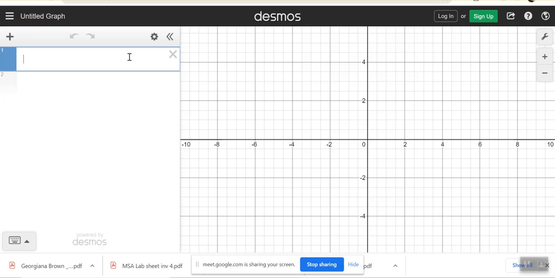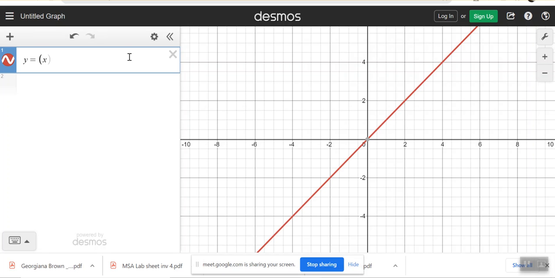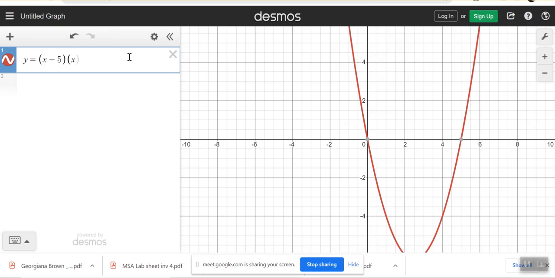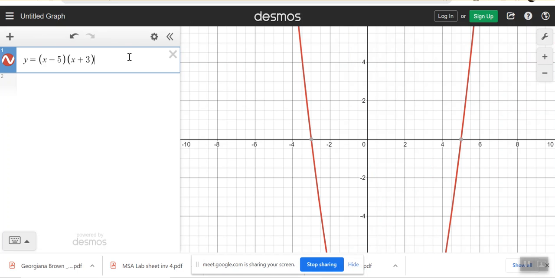Now, I am a sucker for factored form expressions, so I'm going to go ahead and type in a factored form expression. And I'm just going to make it up as I go along. x minus 5, so that has an x-intercept of positive 5, because it's always the opposite of the term. And x plus 3. So that has a y-intercept of negative 3. And that gives us our graph.